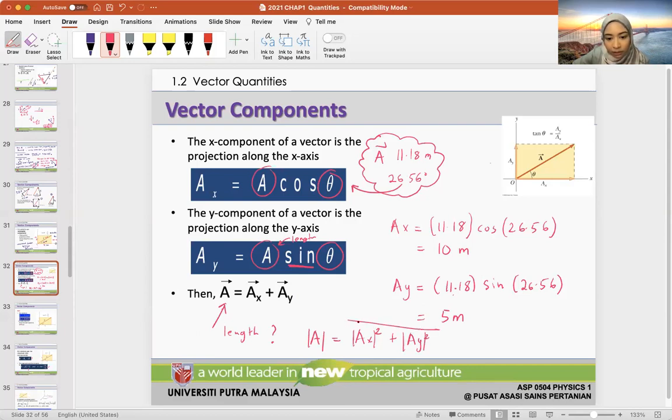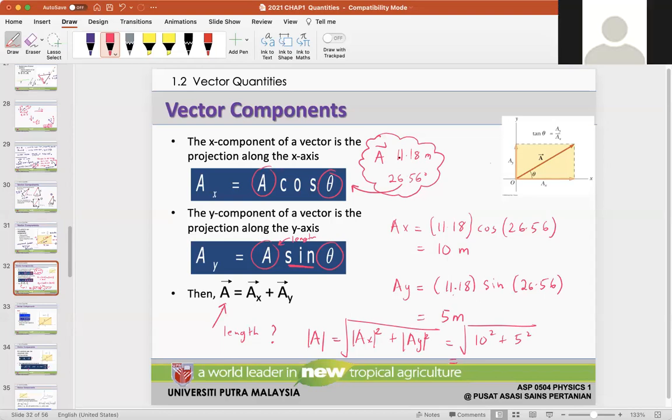Okay, tak payah letak angle dia. So if your AX is 10, your AY is 5, let's try to do it. Alamak, buruknya equation saya. 10 squared plus 5 squared, square root of that, I should get 11.18 balik. Let's try it. Did anyone get 11.18? Yes. You got 11.18. Okay.